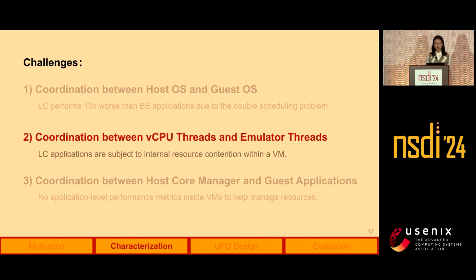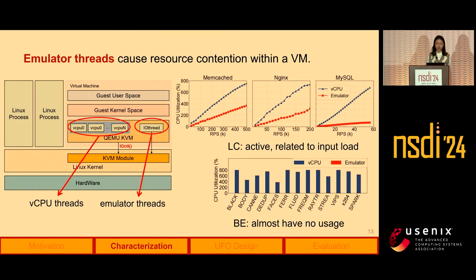The second level is coordination between vCPU threads and emulator threads. A QEMU process has two thread groups, vCPU threads and emulator threads. Emulator threads are responsible for handling interrupts for VM hardware emulation. LC applications are networked applications. The requests through the network are handled by emulator threads.